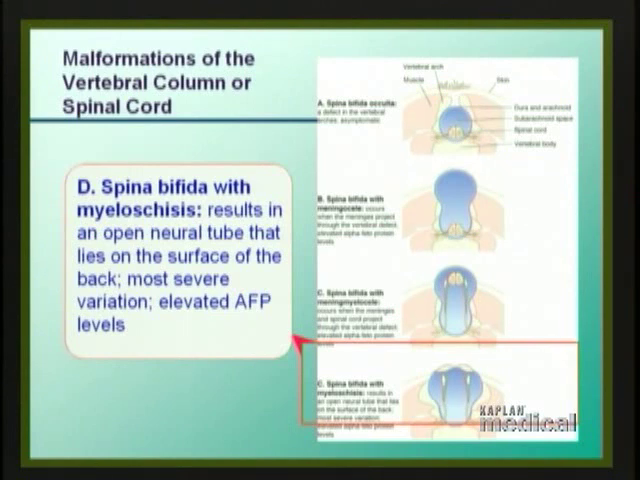It's the most severe variation, and basically there will be an open neural tube that lies on the surface of the developing back. This condition is probably not compatible with life because it's commonly seen with other congenital defects, and certainly since this is a well-documented body wall defect, there are going to be elevated levels of alpha-fetoprotein present.